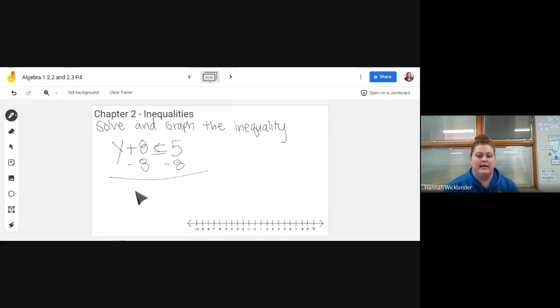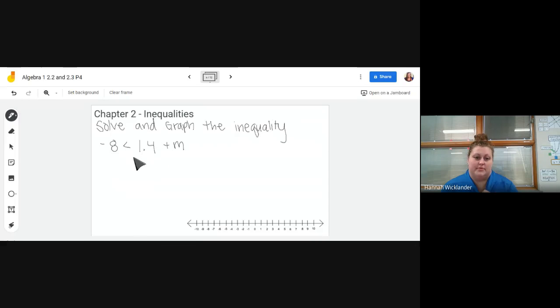So I'm subtracting 8 from both sides. These cancel, and I get Y is equal to -3. Then I can come back and rewrite it using my symbol. If that's easier for you, go for it. But whatever makes it make sense in your brain. Whatever works for you. So then this one, we're going to subtract.